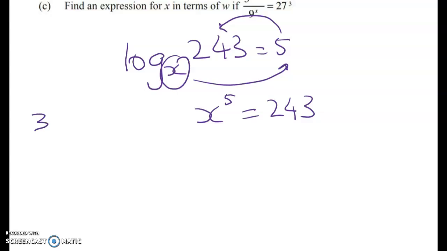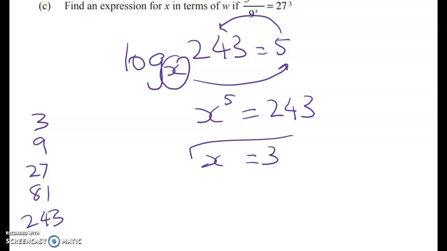So powers of 3: 3 squared is 9, then we get 27, 81, and 243. So x is equal to 3, and that's fine. Okay, so that's a U code.